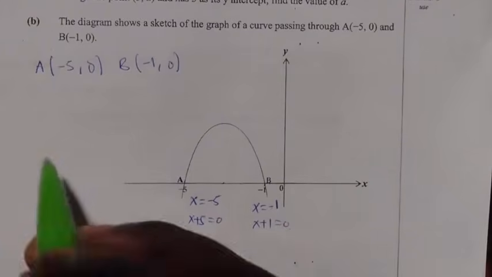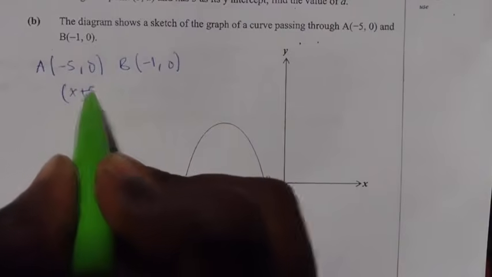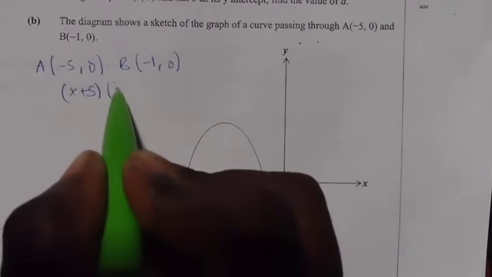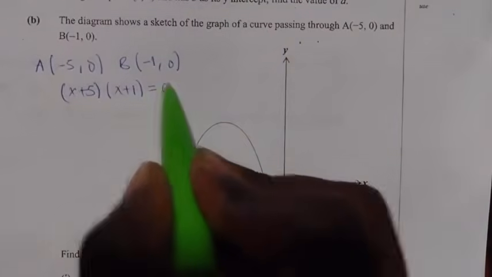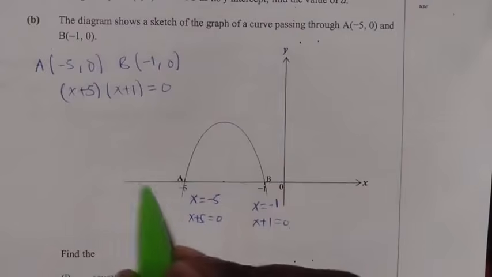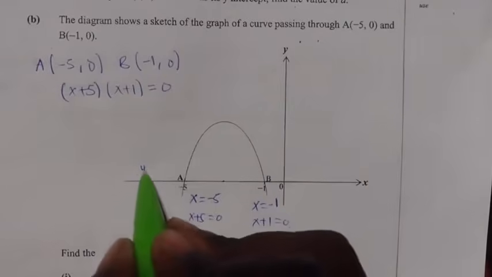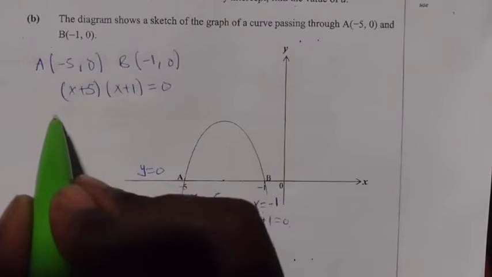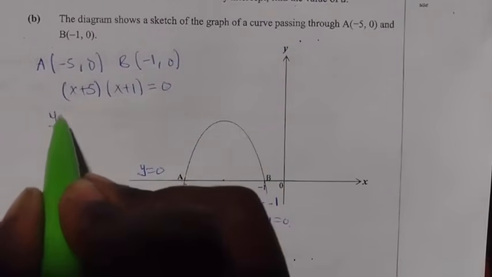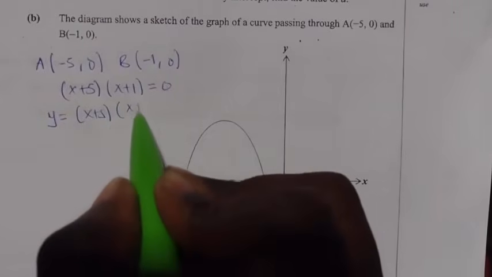So what we are going to do is write (x plus 5) in brackets, and (x plus 1) in brackets, equal to 0. Now we know that this is the x-axis, so points A and B are cutting the x-axis where y is equal to 0. That's why we say y is equal to 0. So where there is this 0, we put a y. We say y equal to (x plus 5)(x plus 1).